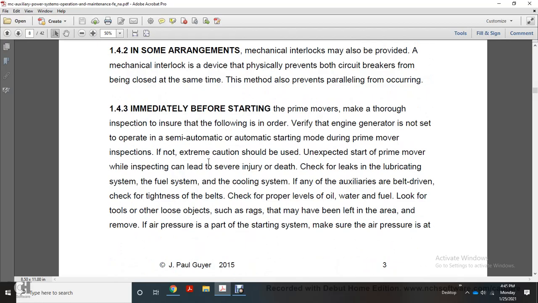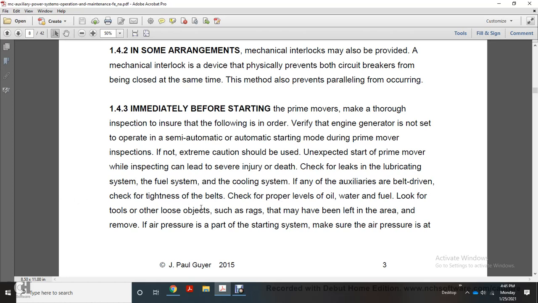143. Immediately before starting the primary movers, make a thorough inspection to be sure of the following. Verify that the engine and generator are not set for automatic starting mode during primary mover inspections. Extreme caution should be used. Unexpected start of the primary mover during the inspection can lead to serious injury or death. Check for leaks in the lubricating system, fuel system, and cooling system. If any of the auxiliaries are belt driven, check for tightness of the belts. Check for the proper level of oil, water, and fuel.